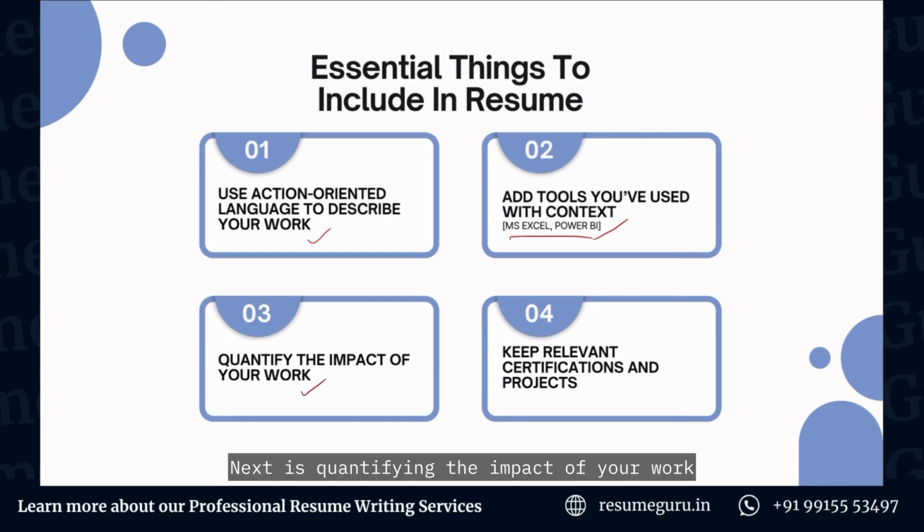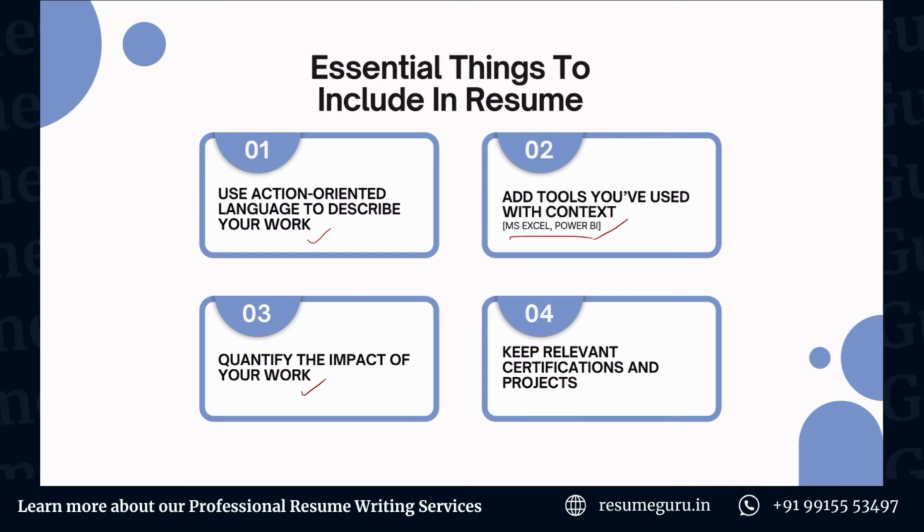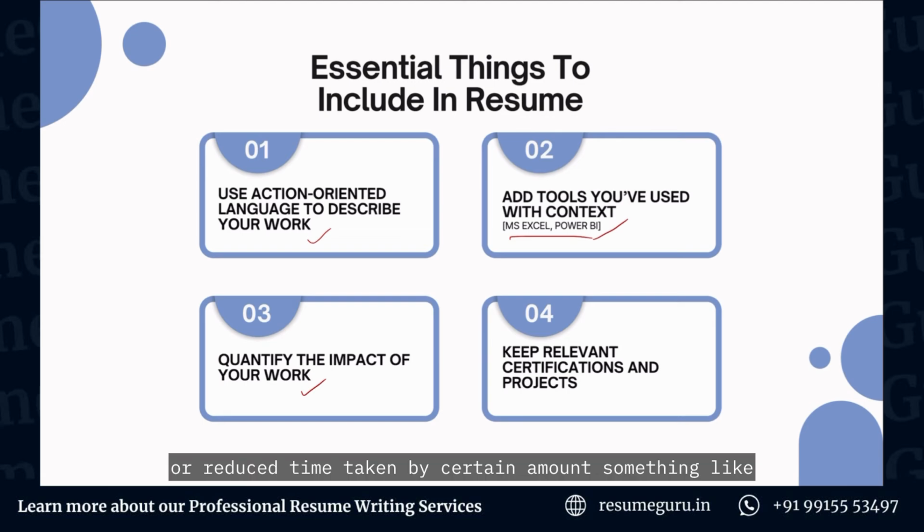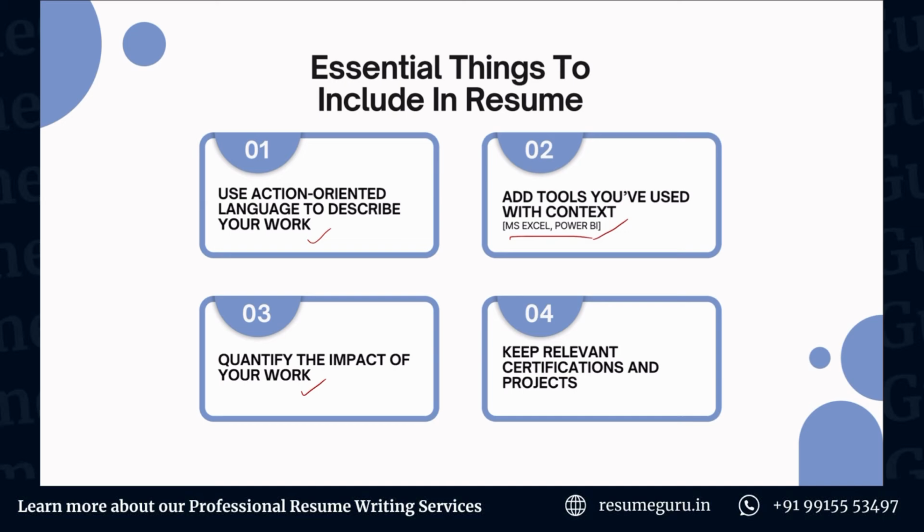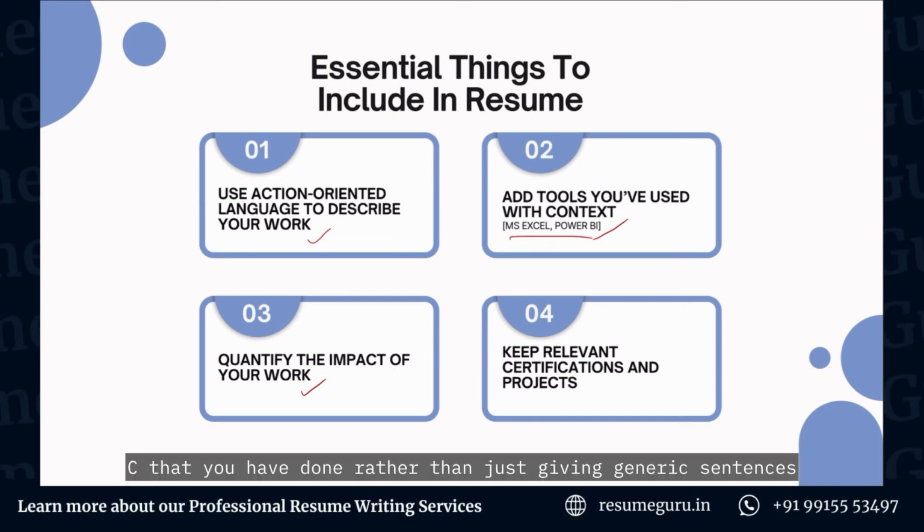Next is quantifying the impact of your work. Adding your experience in measurable terms makes it a lot easier for the recruiter to see the impact you had, such as reduced expenses by 30% or improved efficiency by 20% or reduced time taken by a certain amount, something like that. When you mention that, that actually shows real results. That is something the recruiter can actually see that you've done rather than just giving generic sentences.